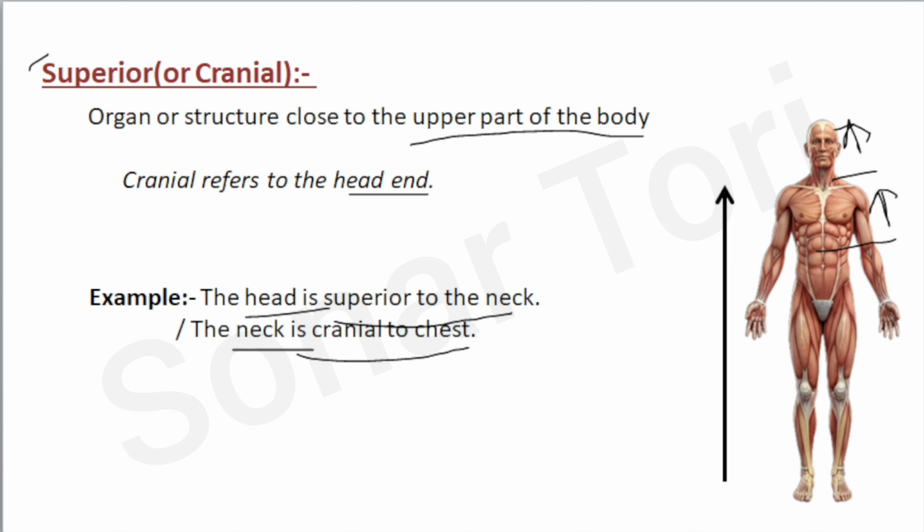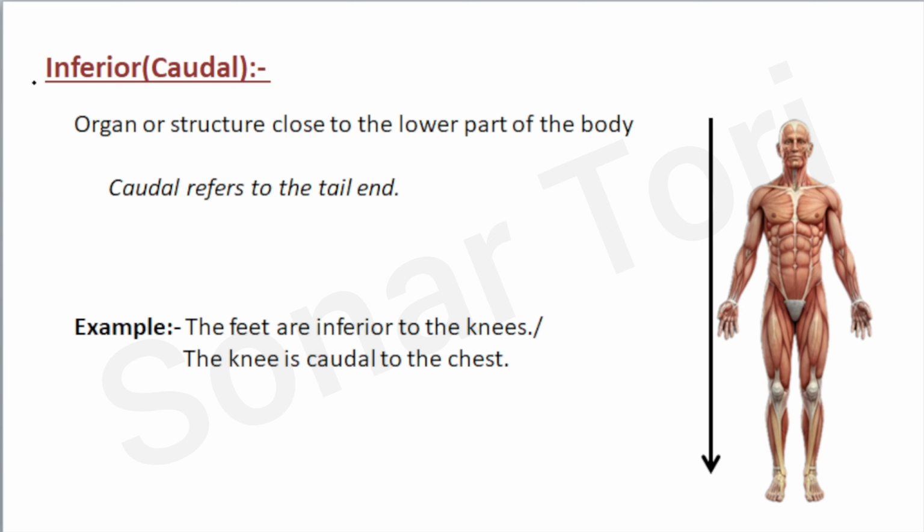That's why we can say that the head is superior to the neck or the neck is cranial to the chest. Inferior or caudal. The organ or structure that is close to the lower part of the body is called inferior or caudal. Caudal refers to the tail end. So the opposite of superior is called inferior. For example, the feet are inferior to the knees.